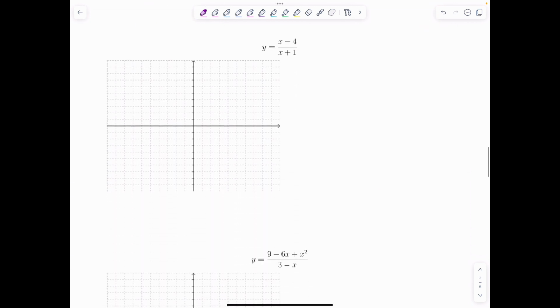y equals (x minus 4) over (x plus 1). This rational function is completely simplified. Let's write the domain though. The domain is all x's such that x cannot equal -1. Very good.